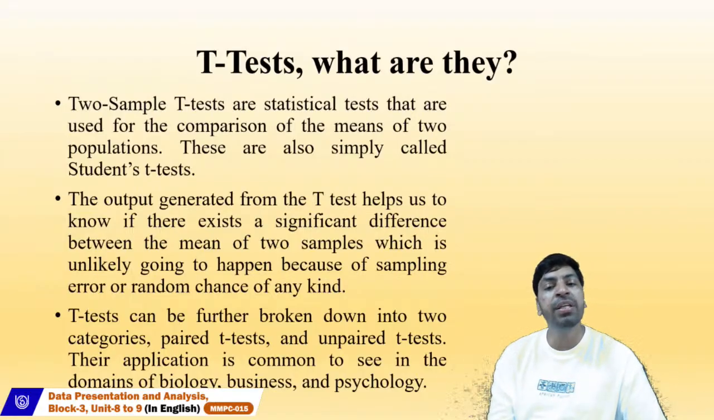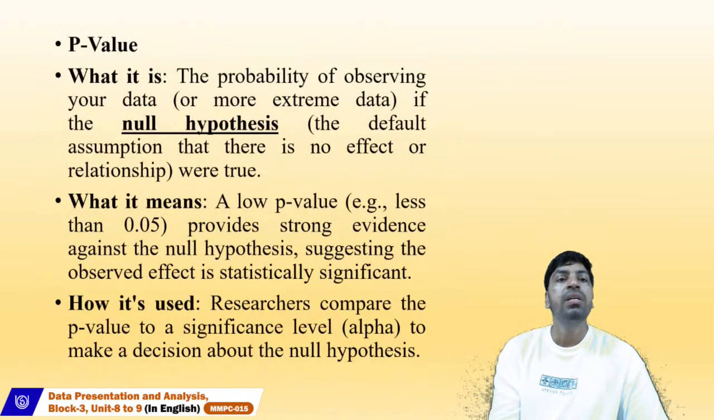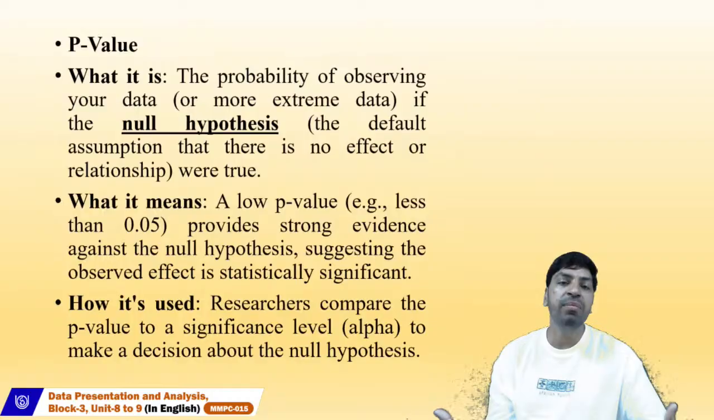The t-test is classified into two parts, that is the paired t-test and the unpaired t-test. And in application, the two-sample t-test is mainly used in biology, business, and psychology specializations. Before I come to the main part, it is very necessary to understand three major concepts.